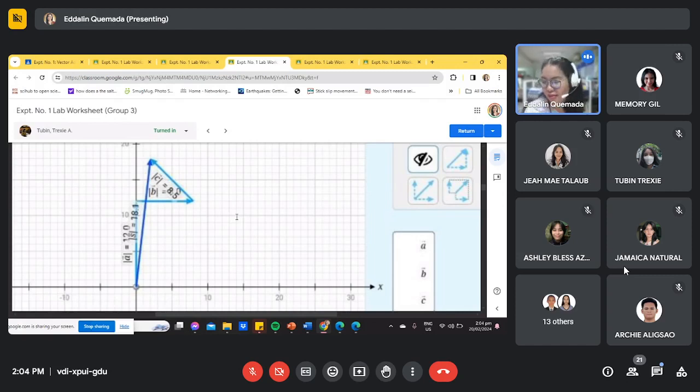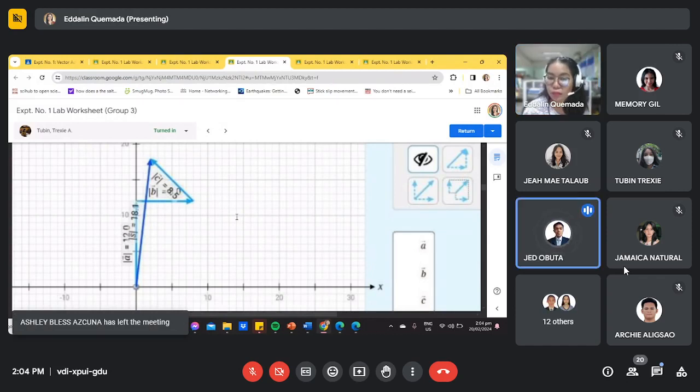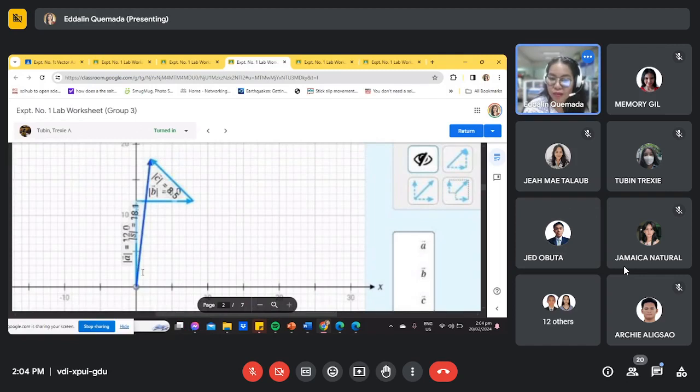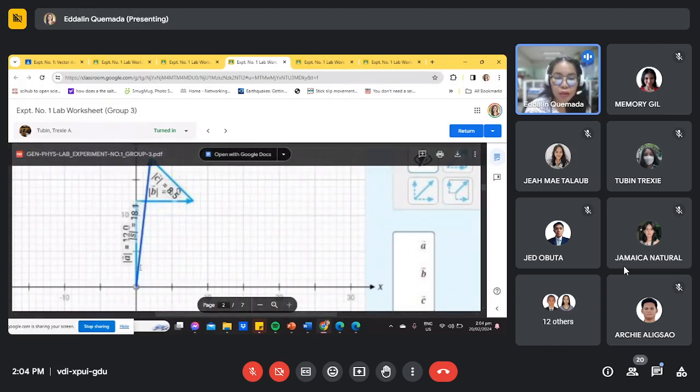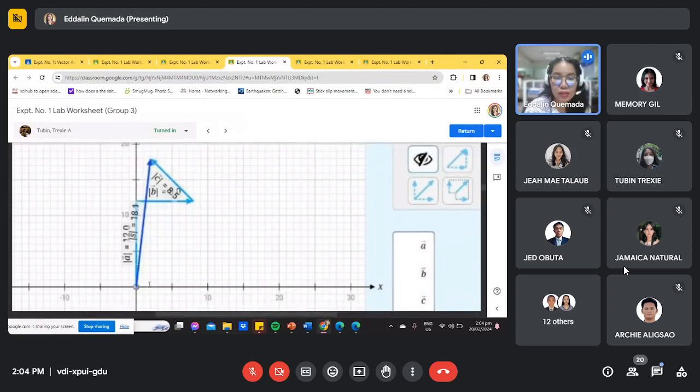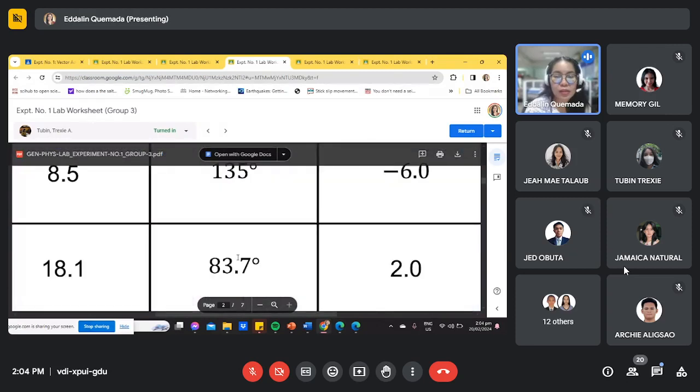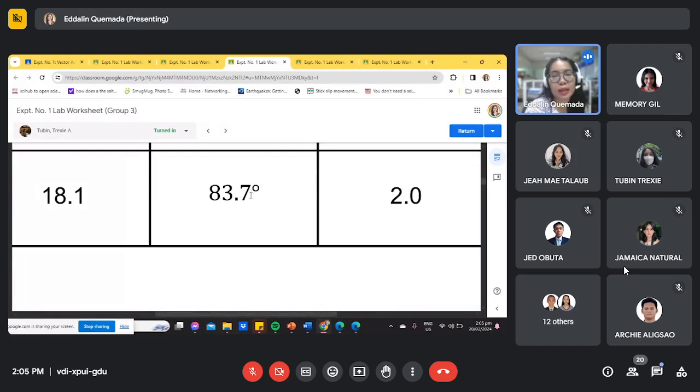Where is our reference axis? From the dark blue resultant vector toward the x-axis. Our angle, if we are asked to measure the given angle of our resultant, our reference axis will always be the positive x-axis, and we go up counterclockwise to where the resultant vector is. This is now the given angle. Based on the simulation, it's about 83.7 degrees. So it lies in quadrant 1 with the direction north of east.